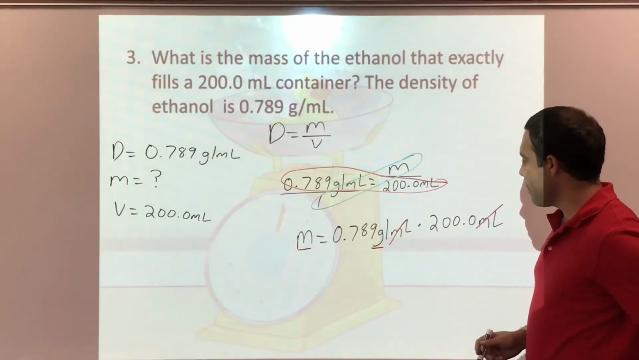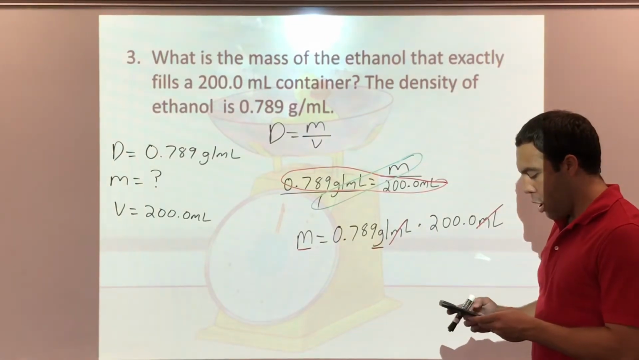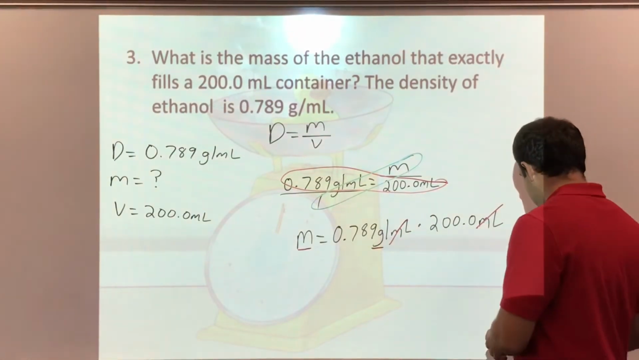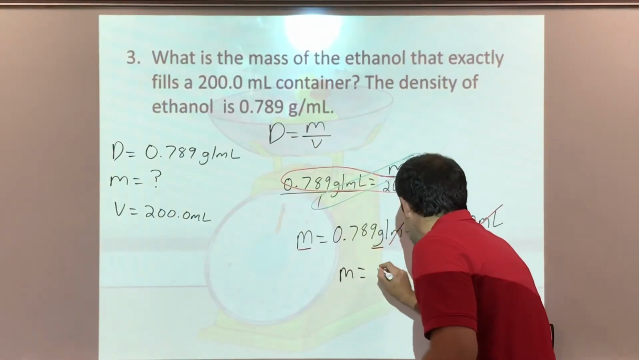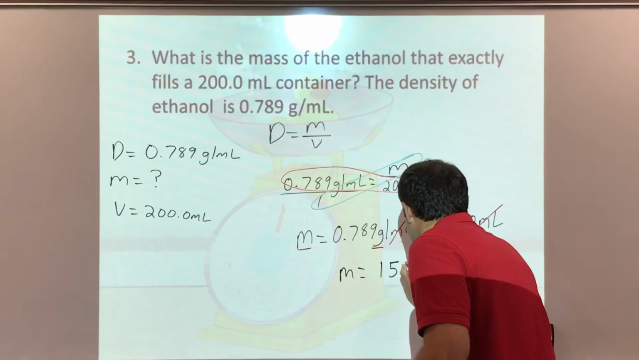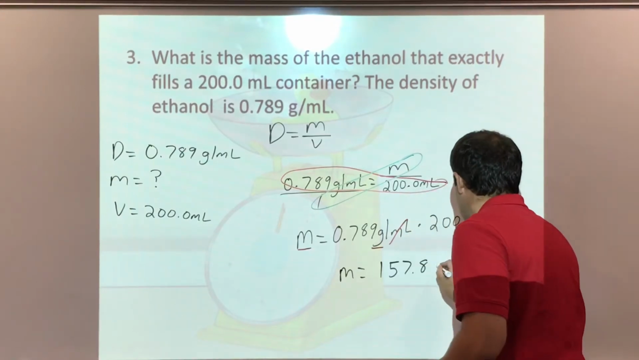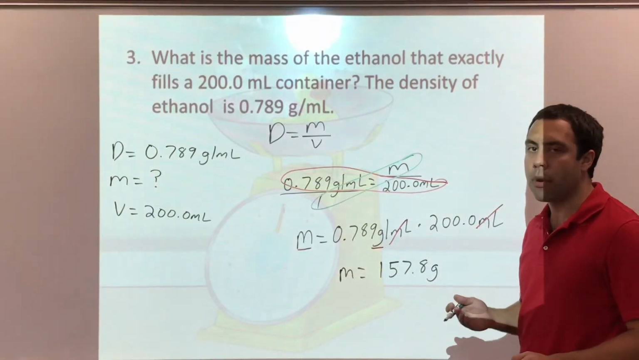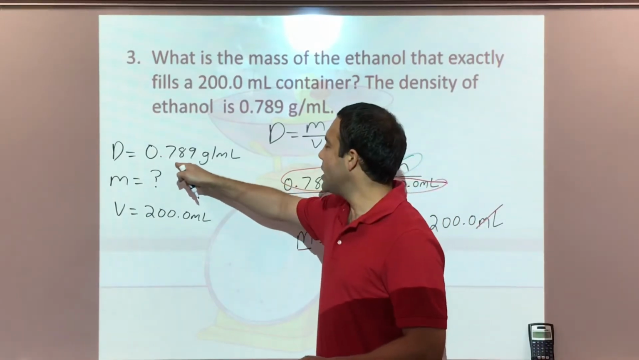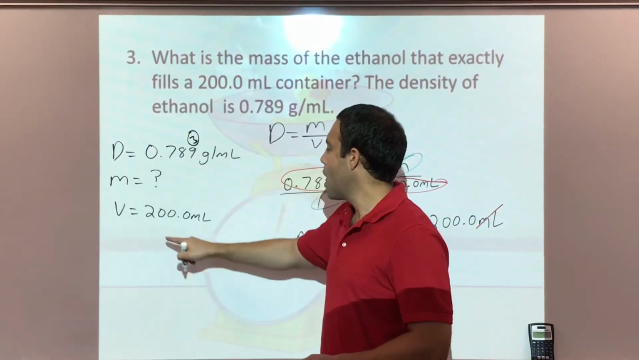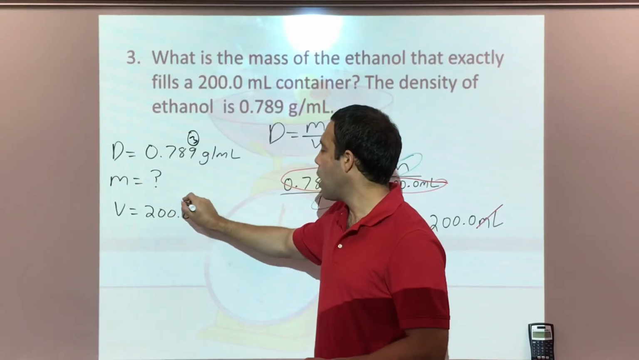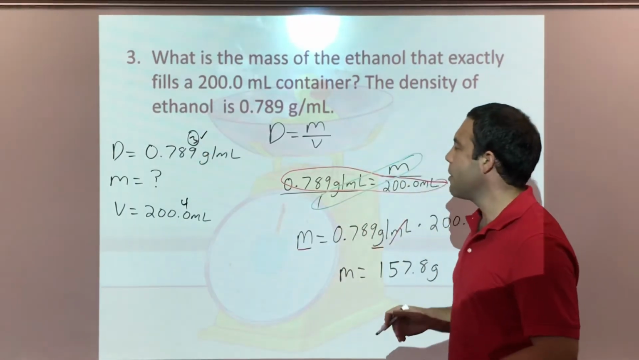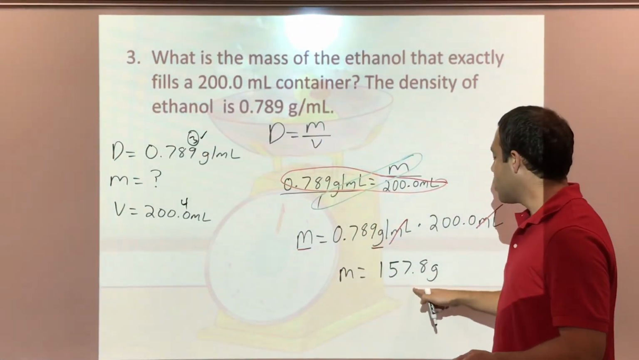So let's plug those numbers in. 0.789 times 200.0 gives us mass equals 157.8 grams. But before we finish up this problem, we have to round to the appropriate number of significant figures. The density, 0.789, has 3 significant figures, and the volume, 200.0, has 4 significant figures. So we go with the lower number, which is 3. So we're going to round this to 3 significant figures.